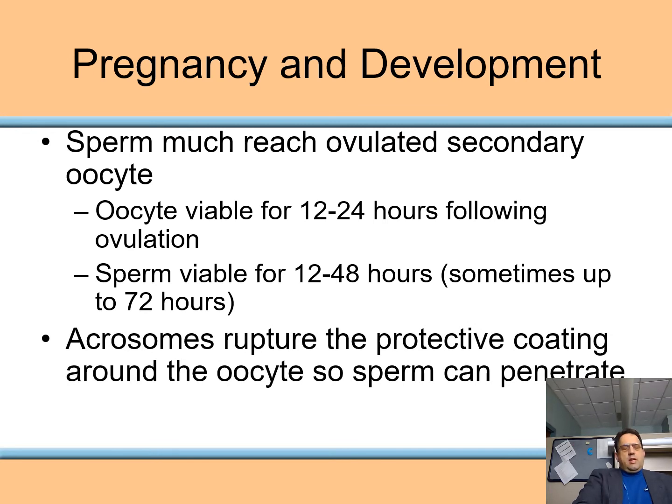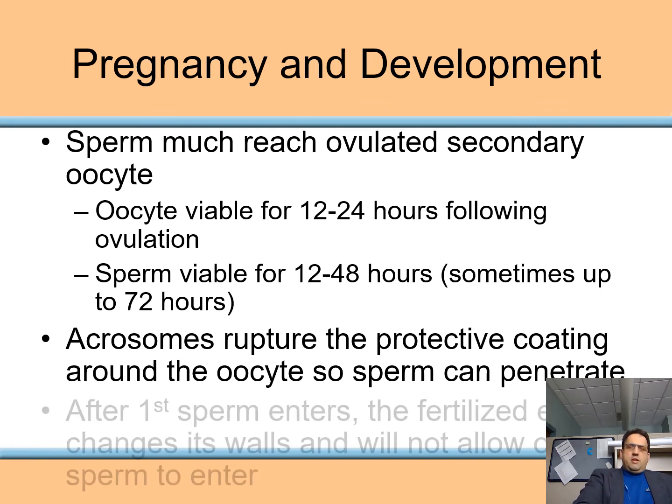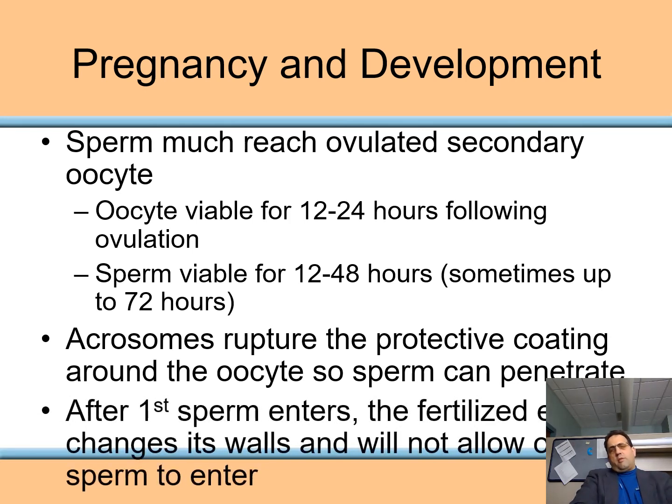Acrosomes, which are on the head of the sperm, are enzymes that actually rupture and burrow their way through the protective coating around the oocyte so the sperm can penetrate. And once the sperm enters, the fertilized egg changes its walls so no other sperm can enter.